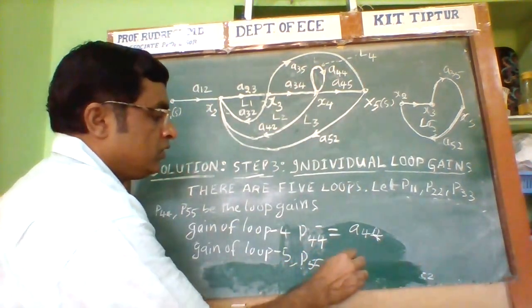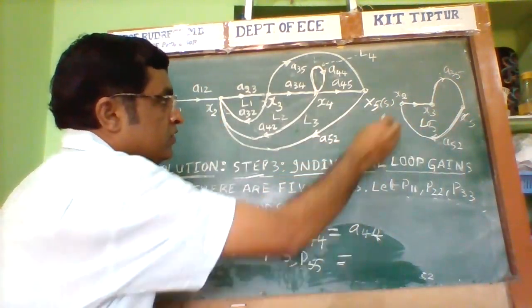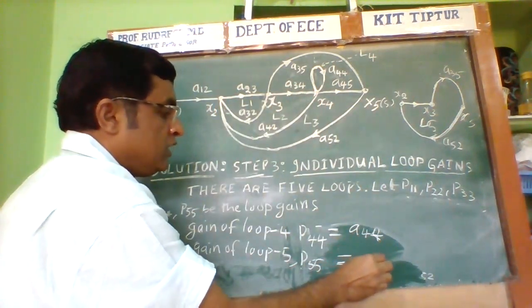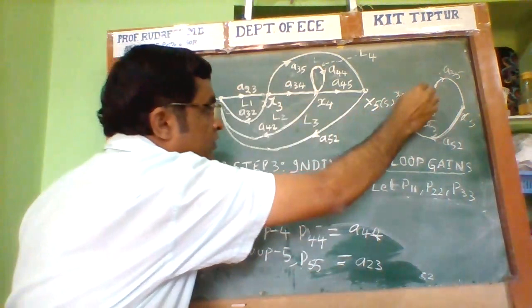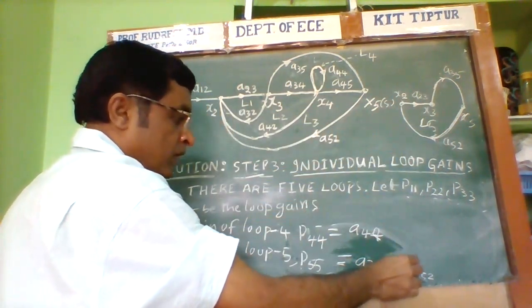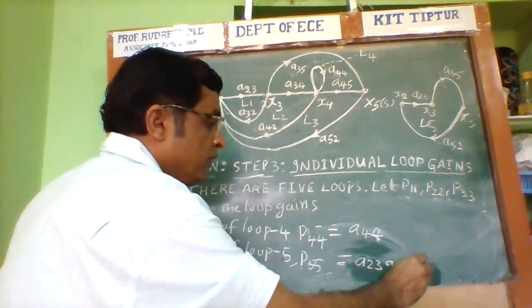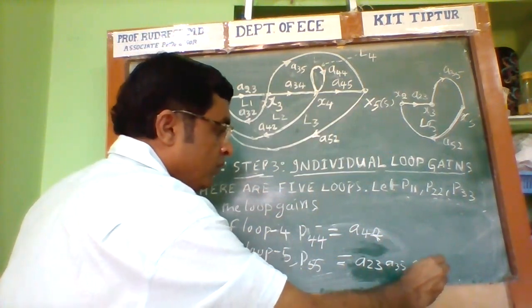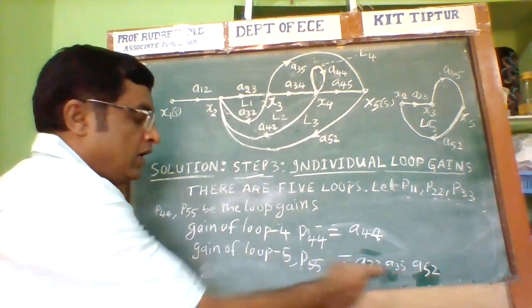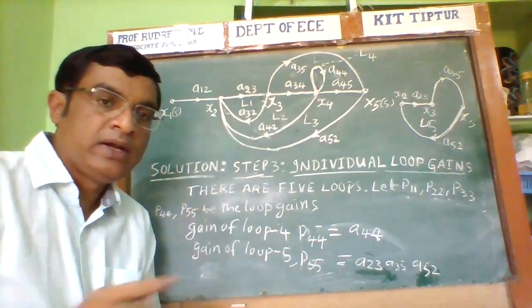What is the value? This is the product of the branch transmittances. So this is A23, this into A35, and A52. These are the gains of loop 5. This is the way we go for calculating the loop gain.